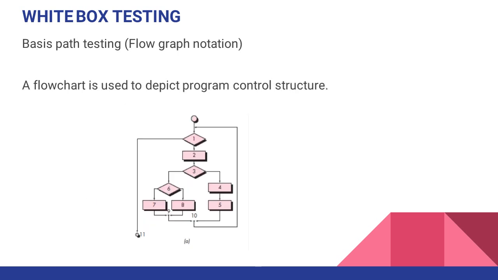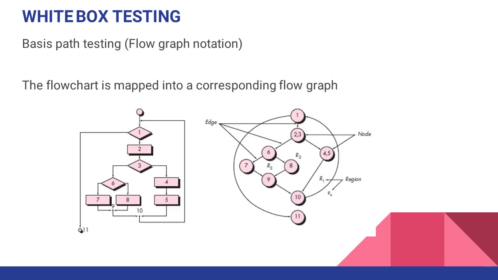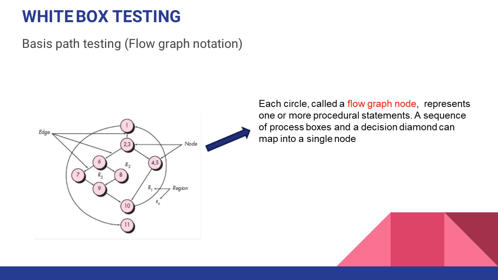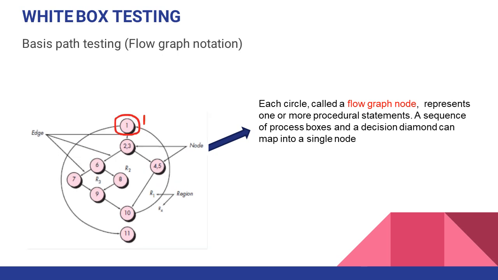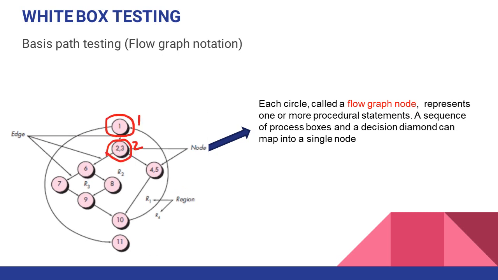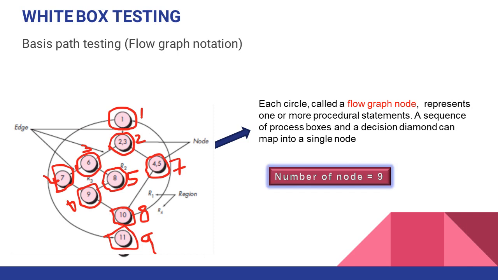To understand the use of a flow graph, let us consider the procedural design representation, that is, a flow chart. A flow chart is used to depict the program control structure. So now we will map the flow chart into the corresponding flow graph. Here each circle represents a flow graph node, which represents one or more procedural statements. A sequence of process boxes and a decision diamond can map into a single node. So now we will calculate the number of nodes. Totally here the number of nodes is 9.